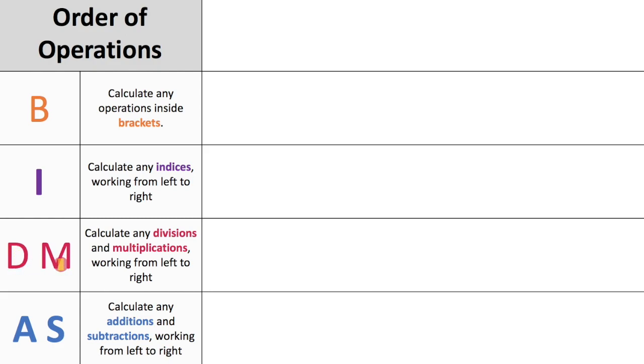But if I was given an expression which both has division and multiplication, I'm going to follow this principle. I'm going to go from left to right. Now that's going to be very important, as we see when we do an example question together. Then the final thing that we do is my addition and subtraction. So calculate any additions and subtractions, and the same principle is going to hold true for my addition and subtraction as it did for my division and multiplication, which is working from left to right.